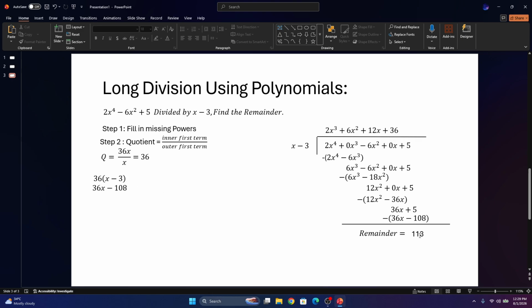However, here the power of x is 0, which basically means it's 1, so it's getting multiplied by the constant. And here the power of x is 1. So there is a greater power in the divisor than there is inside of the dividend. So we know that is where we're going to stop our long division.